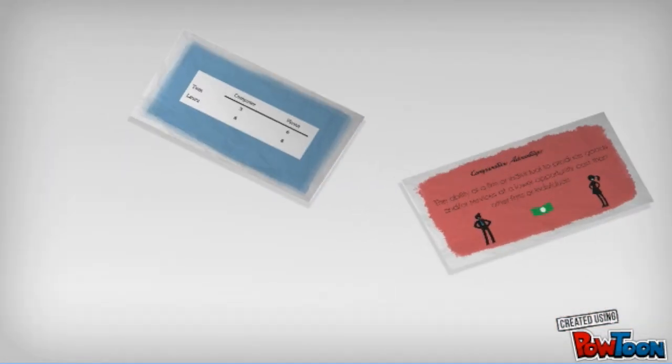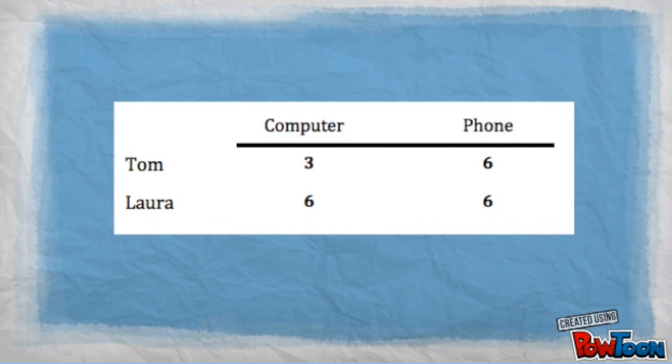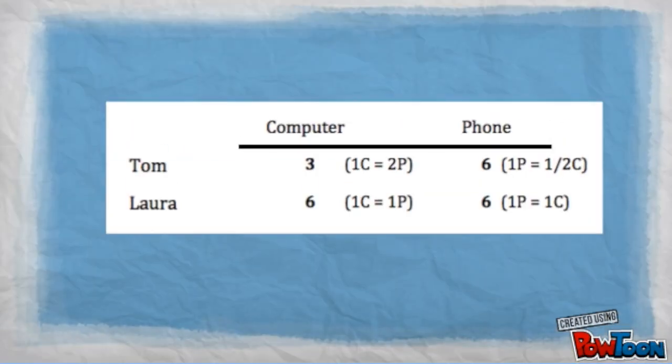Look at this chart, we can easily compare Tom and Laura's production abilities. For example, Tom can create 3 computers and 6 phones, and Laura can create 6 computers and 6 phones. Every time Tom produces 1 computer, it will cost him 2 phones, and every time he produces a phone, it will cost him half of a computer. Every time Laura produces a computer, it will cost her 1 phone, and every single time she produces a phone, it will cost her 1 computer.